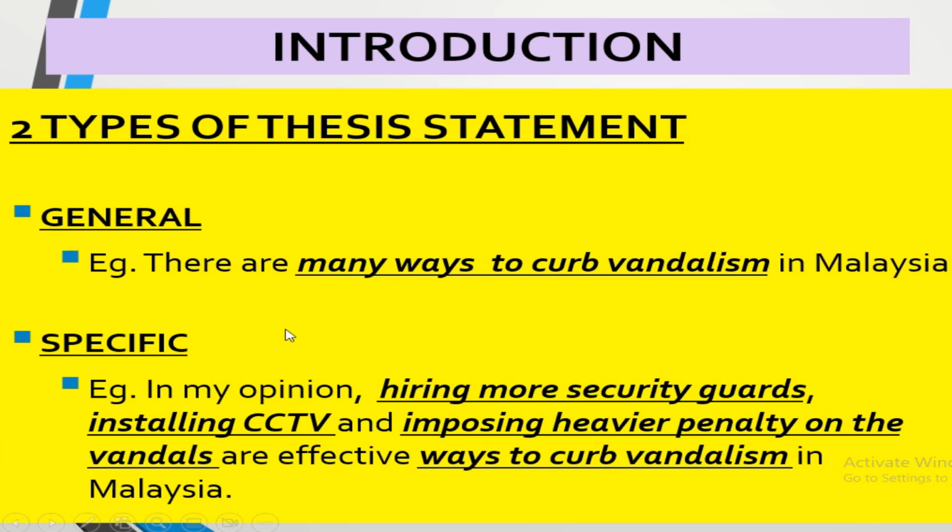For your information, or probably you have been told on the types of thesis statement, there are two types of thesis statement. The first one will be a general thesis statement, of which, as you can see in the example, there are many ways to curb vandalism in Malaysia, or probably there are many reasons to overcome vandalism in Malaysia, or again it depends, and it is normally written in a general statement.